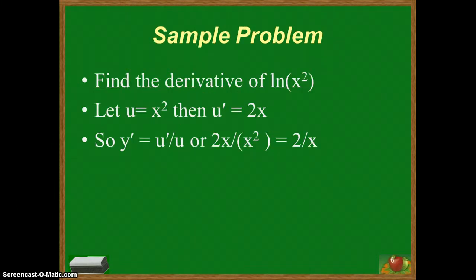Sample problem. Let's find the derivative of the natural log of x squared. This is a composite function, so we're going to use the chain rule. Let u equal x squared, then u prime would be 2x. So y prime would simply be u prime over u, 2x over x squared, which simplifies to 2 over x.